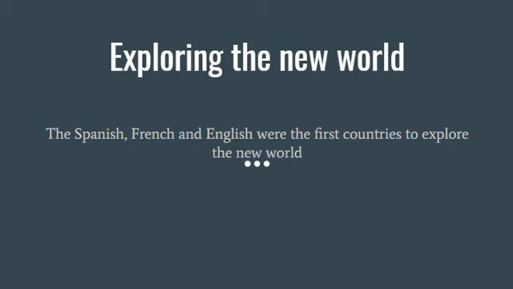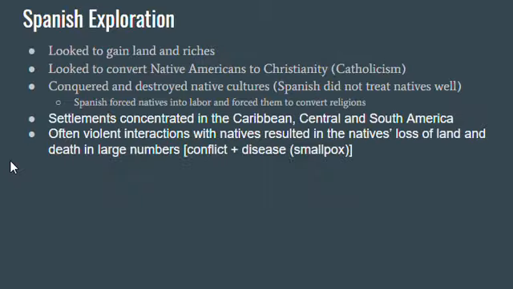The Spanish, French, and English were the first countries to explore the New World. We're going to begin with the Spanish, and the Spanish looked to gain land and riches. They looked to convert Native Americans to Christianity, in particular Catholicism. However, the Spanish conquered and destroyed native cultures, so that just means the Spanish did not treat natives well, and they forced natives into labor and forced them to convert religions.